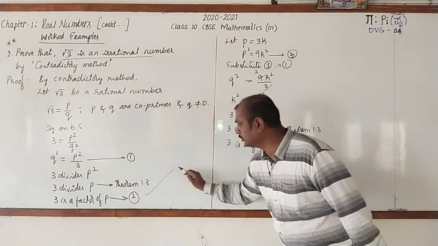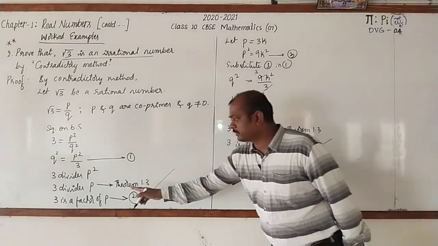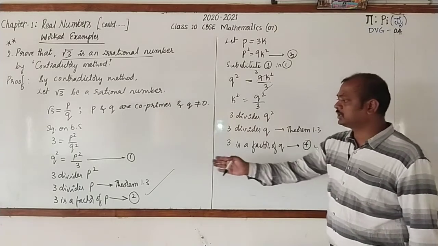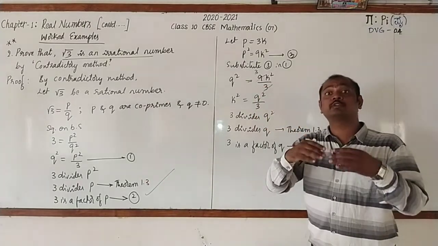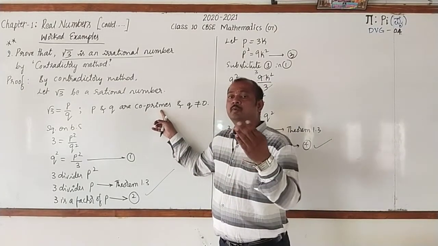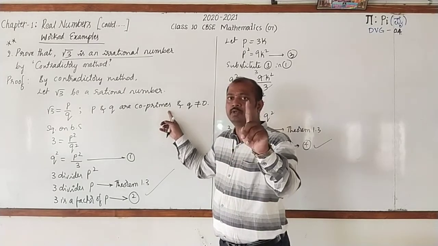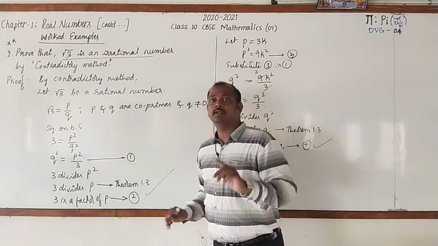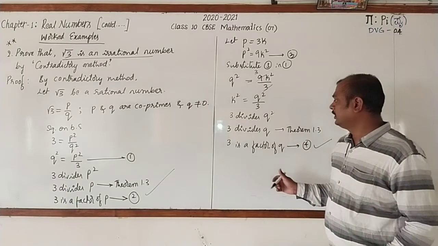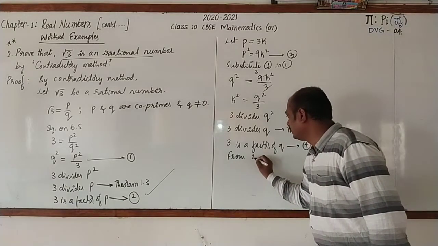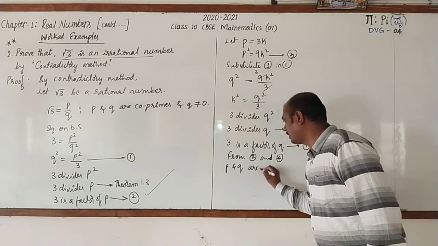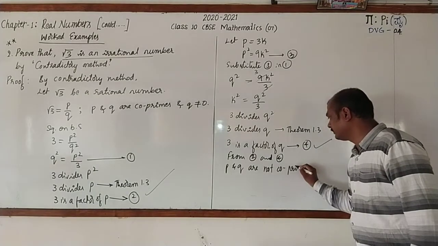See that this is 2, this is 4. 3 is a factor of P, 3 is a factor of Q. So from these two you can write 3 is a factor of both P and Q. But here what have we assumed? P and Q are co-primes. What should be their factor according to co-primes? Only 1. But here 3 is also there. Hence, do you say that P and Q are co-primes? No. So here I write, from 2 and 4, P and Q are not co-primes.